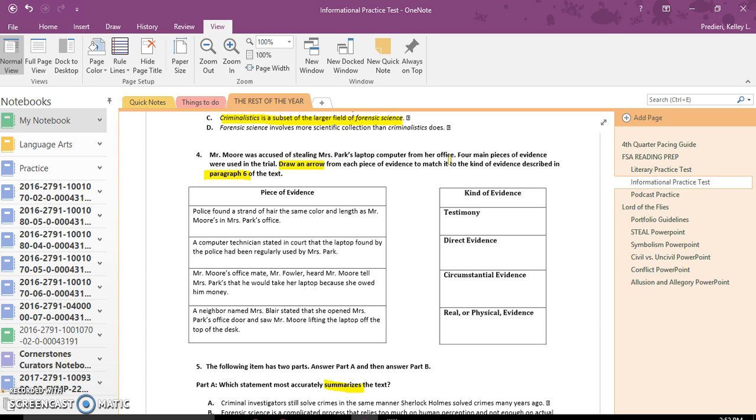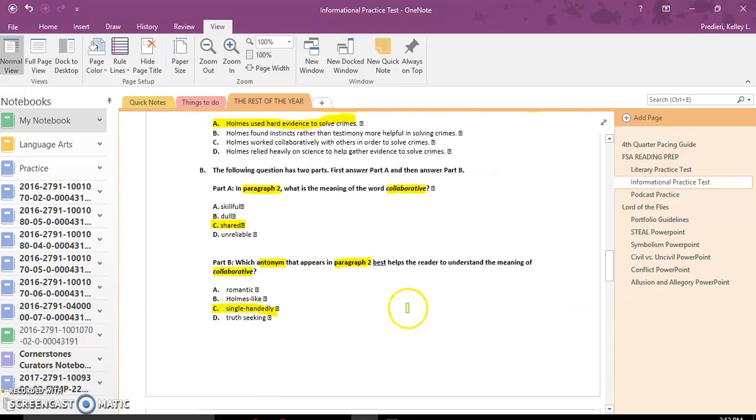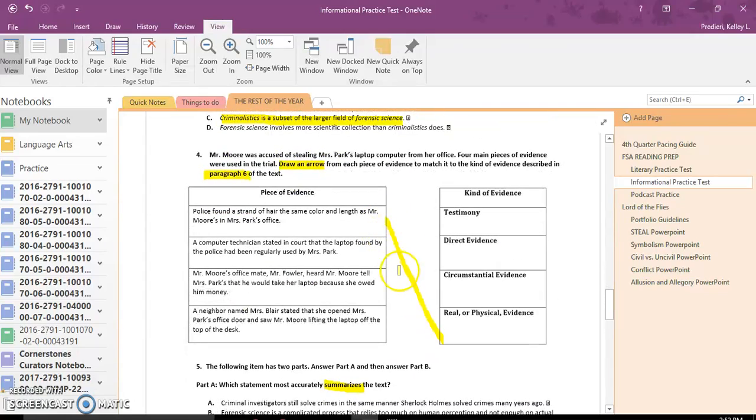Police found a strand of hair the same color and length as Mr. Moore's in Mr. Park's office. Alright, a strand of hair. That is real or physical evidence, right? That's something we can see and touch. A computer technician stated in court that the laptop found was stolen. That's one of the sworn witnesses, so that was testimony. Sworn witness, swore in court, stated in court.